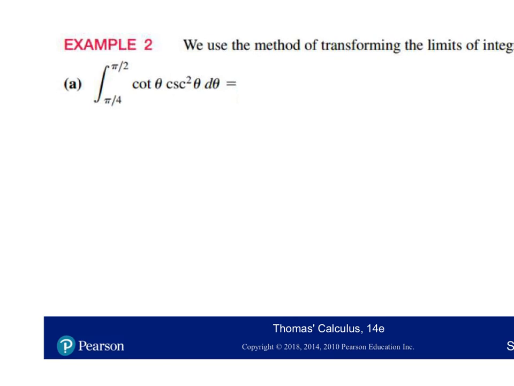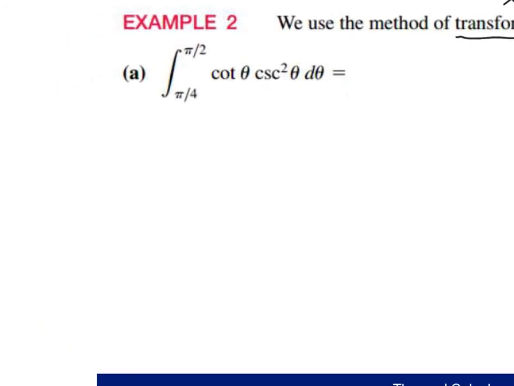I like what he says. Use the method of transforming the limits. He's telling you which way to do it. So I'm going to do it one way. Transform the limits. Let's see. I only got two things here. I got a cotangent and I got a cosecant squared.